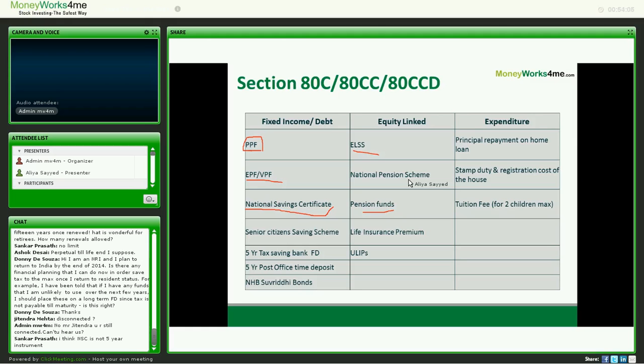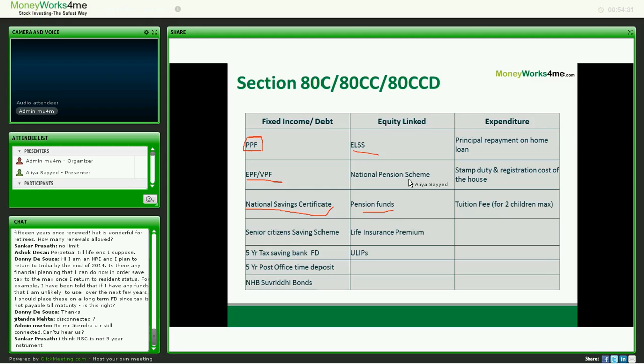There are various schemes by insurance providers or by banks these days, but the returns on these pension funds have been extremely low, and it does not make sense for you to invest in them. I would advise you to stay away from these pension funds because they do not help you in long-term wealth creation.